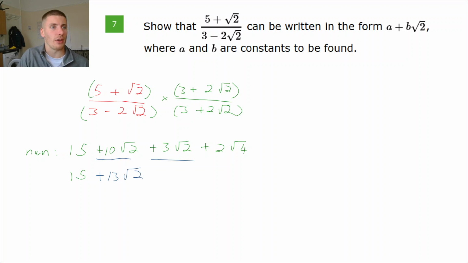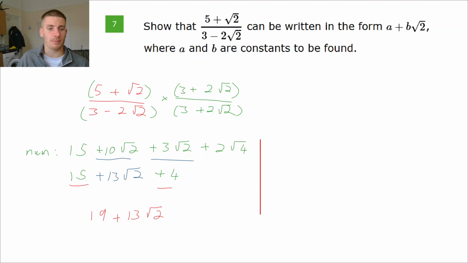Don't know why I changed colour. That's okay though. And I've got this root 4 is equal to 2. 2 times 2 is 4. So it's going to be plus 4 on the end. And then just simplifying it again, because now I've got a 15 plus a 4, like terms. It's going to be 19 plus 13 root 2. That is the numerator part considered.